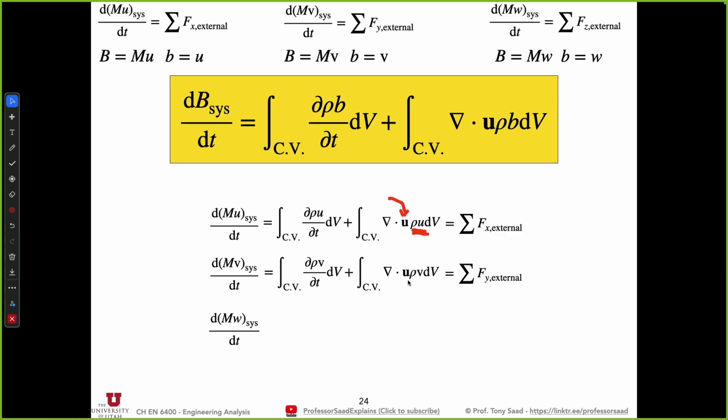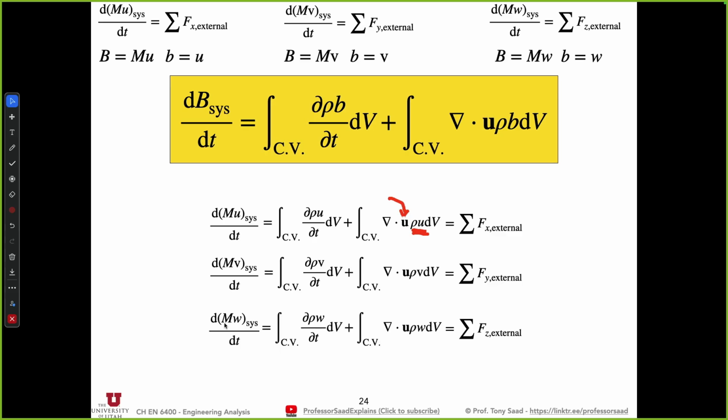Again, this is stressing the fact that you're advecting rho v. This is the y component of momentum. You're advecting rho v, nothing else, times the vector u, the velocity vector u, all right? And that's equal to the summation of the external forces in the y direction.